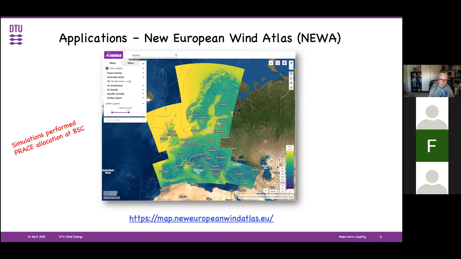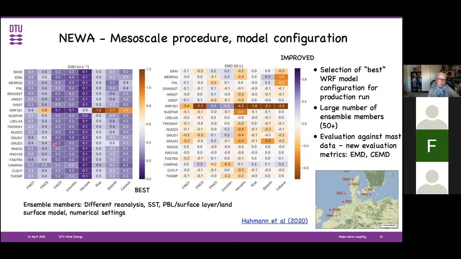The second application comes from NEWA, the New European Wind Atlas. And by the way, that was done on MareNostrum 4, given a price allocation. We used a lot of computer time, kept the machine busy for a while. Here, what we focused on a lot in the mesoscale results was trying to find the optimal configuration for the WRF model simulations. And we ran over 50 ensemble members for a whole year.